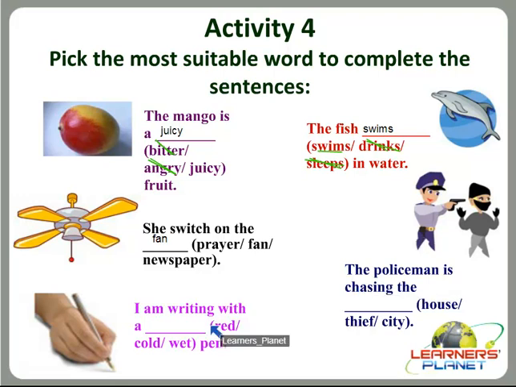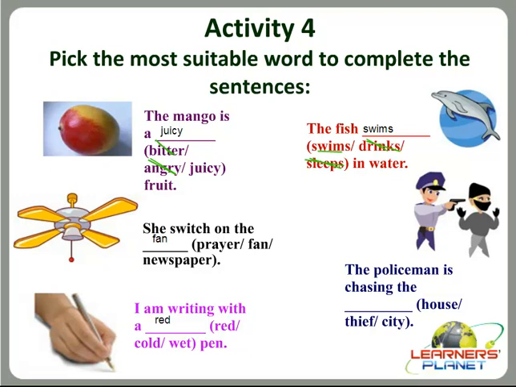I am writing with a dash pen. Look at the pen. Red, cold, wet. A pen cannot be cold. A pen cannot be wet. If you put your pen in water, it will stop writing, so it cannot be wet. I am writing with a red pen. So, the correct answer is red.